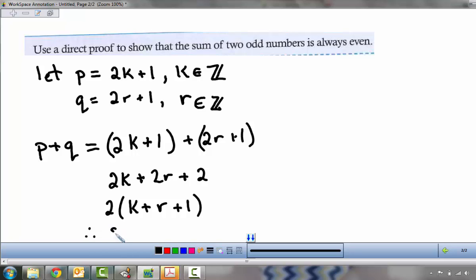Therefore, since k plus r plus 1 is an element of the integers, P plus Q is even. And we have sufficiently proven that the sum of two odd numbers up here is an even number down here. Done.